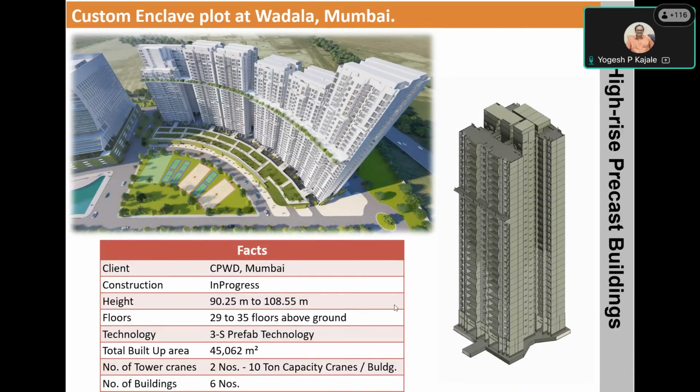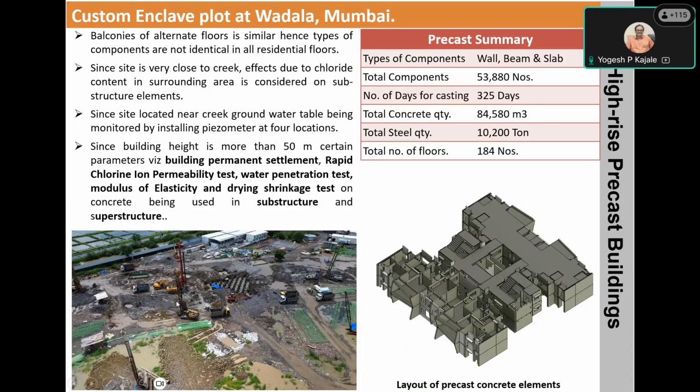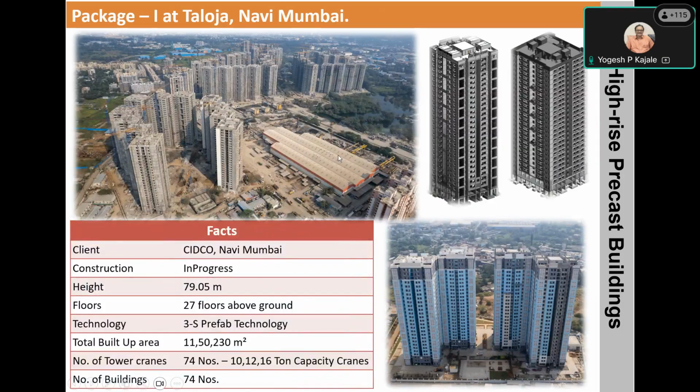This project is ongoing. The height of building is varying from 90 meter to 109 meter. Floors are 29 story to 35 story. The work is going on, and the same system is being utilized on this project as well. This is the site photograph when the foundation was completed. This project has already been completed using the same system, wall panels and slab.